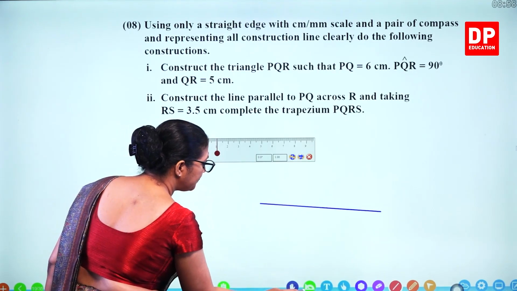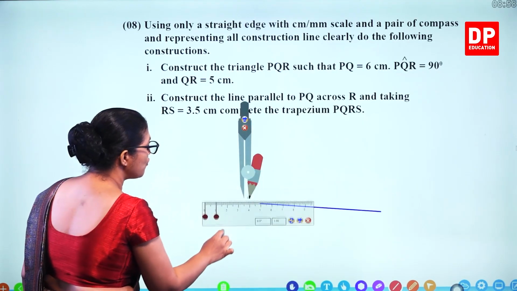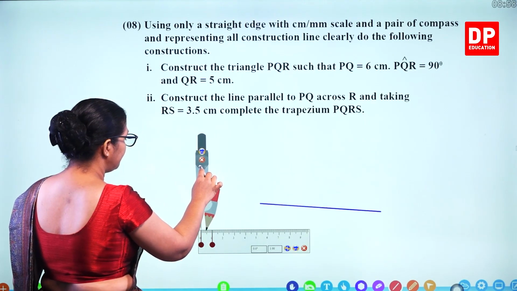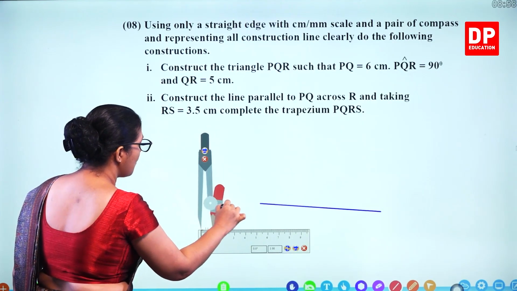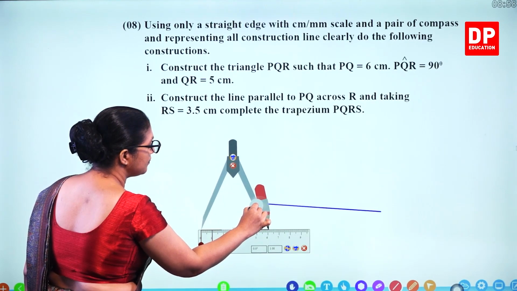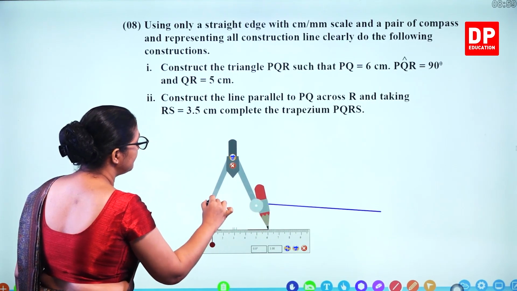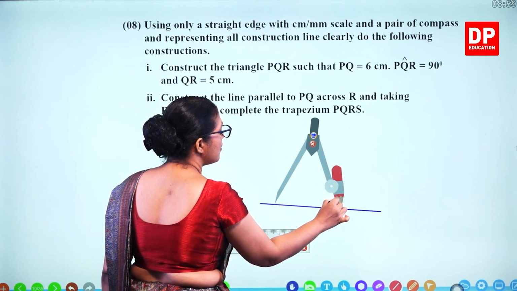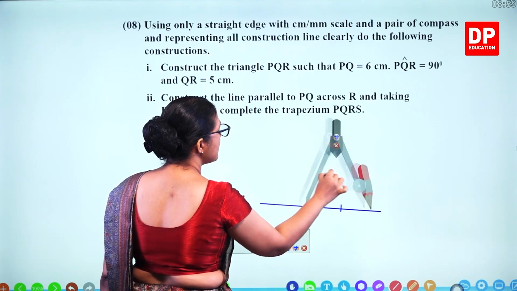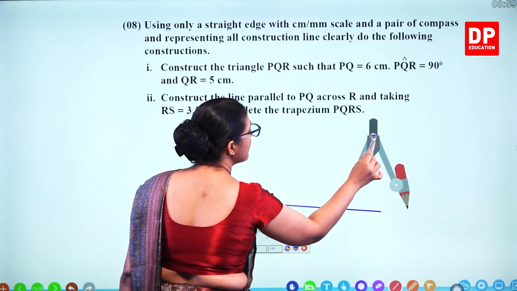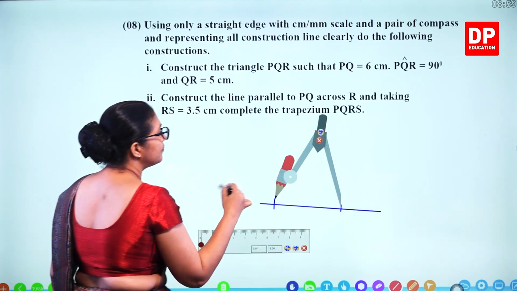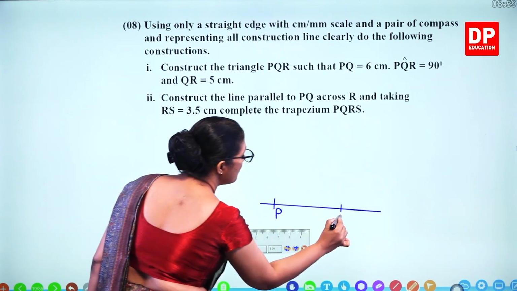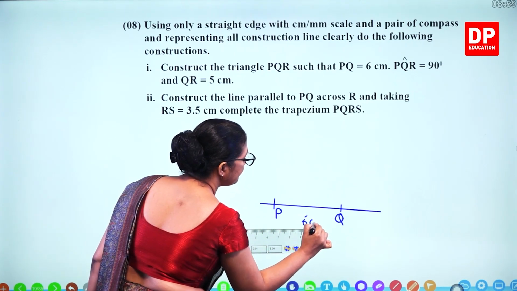And then you take the compass and you have to measure 6 centimeters. You have to measure 6 centimeters and keep this on the line, and you can draw 6 centimeter length. So we can mark it as PQ 6 centimeters.